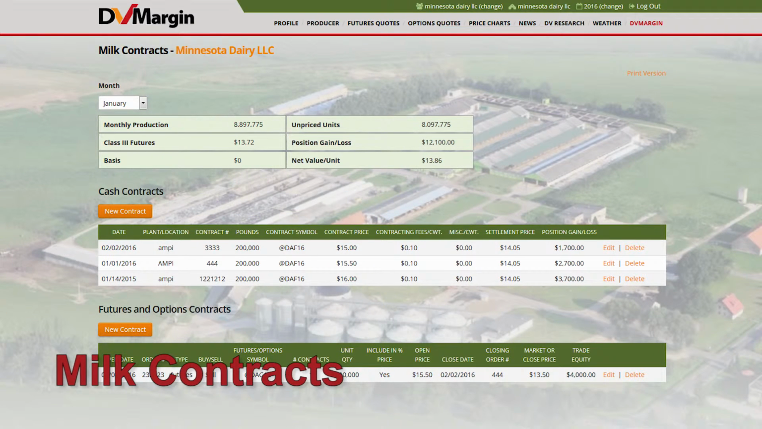Cash contracts with a milk plant and futures and options contracts in a hedge account can be monitored in the easy-to-use contracting section. Position equity is calculated in a live market view, allowing the user to know what the outcome of each position is, marked to the market at the end of each trading session.